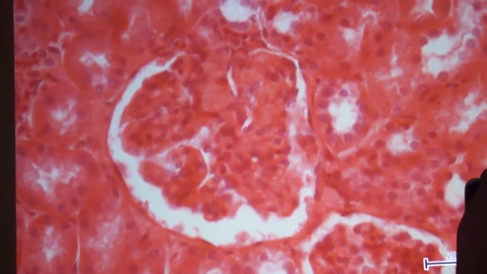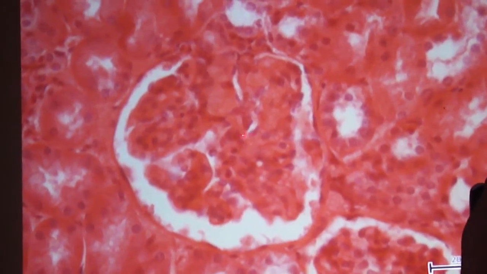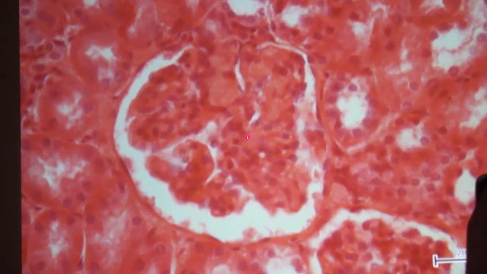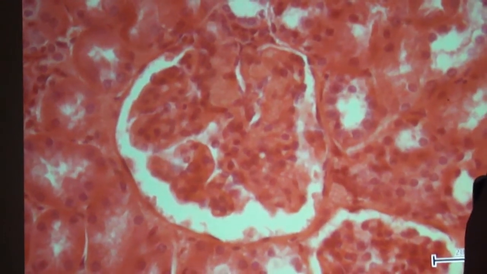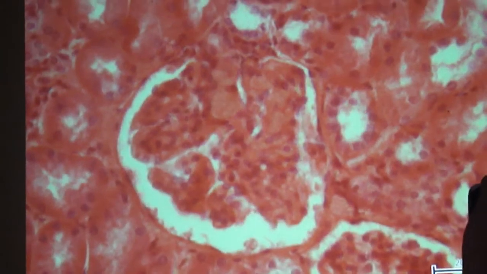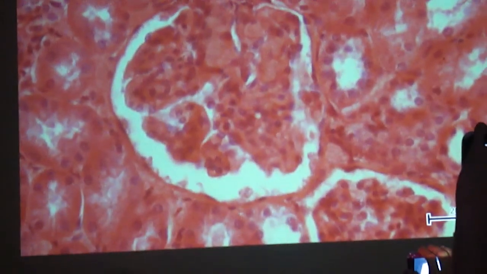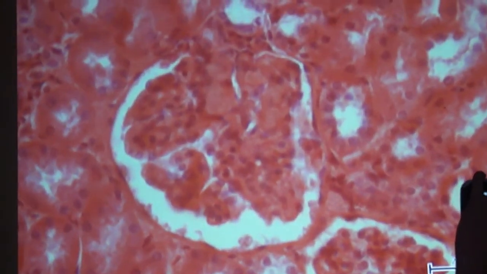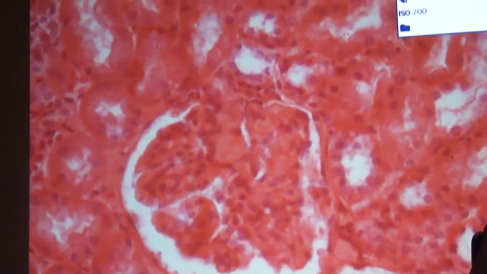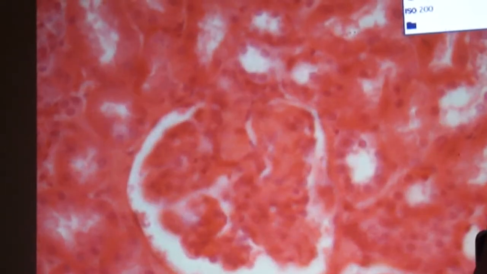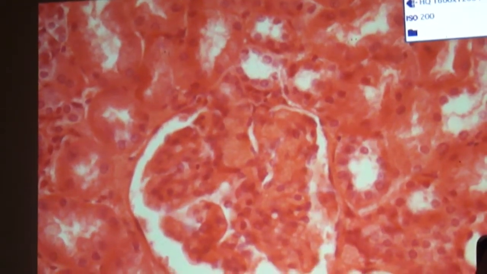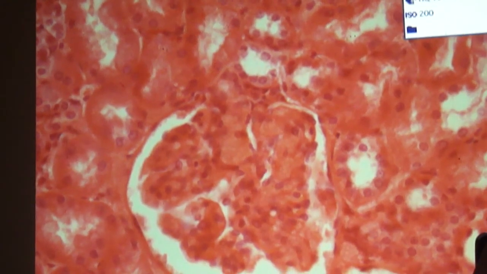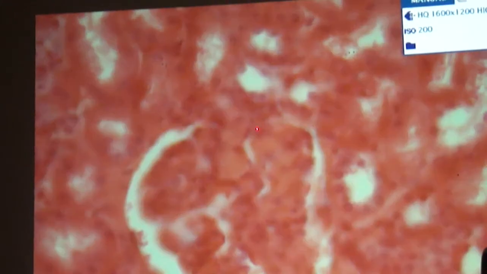So the filtration of blood will start from the wall of the capillaries to the mesangial cells to the podocytes. And then the blood vessel that will exit the glomerulus is called efferent. We will not be able to identify for sure those two mentioned blood vessels, the afferent or the efferent arteriole.